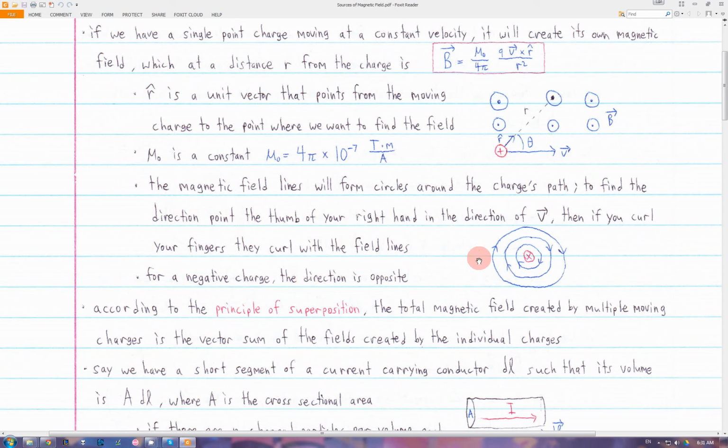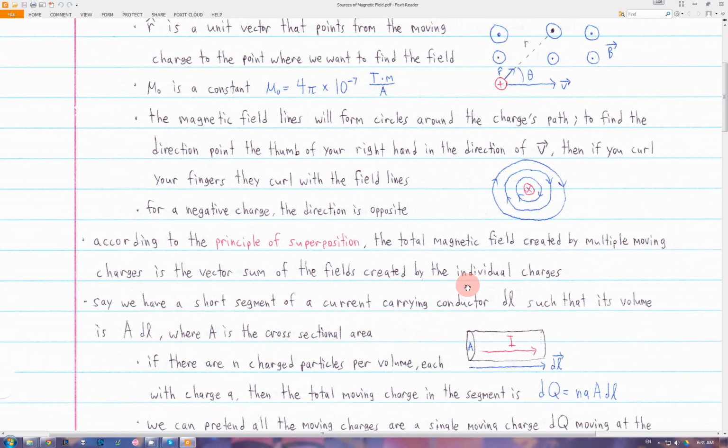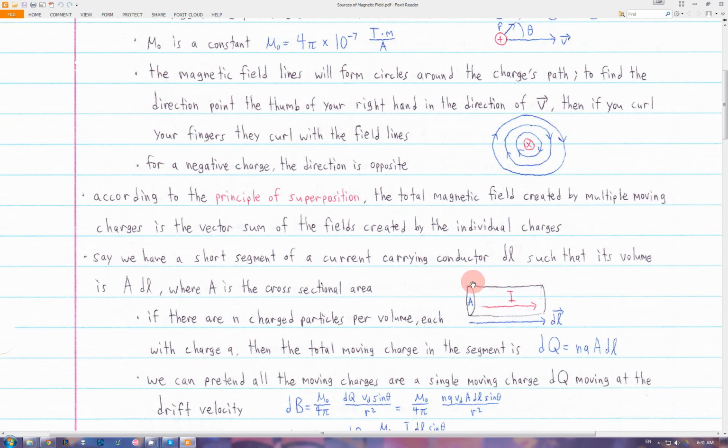So now we're going to try to find a formula for the magnetic field created by a section of current carrying wire. Let's say we have a section of wire whose cross-sectional area is A and whose length is dl. If there are n charged particles per volume, and each of these charged particles has a charge q, then the total charge moving in this segment of wire is n times the volume, which is A dl, times q.